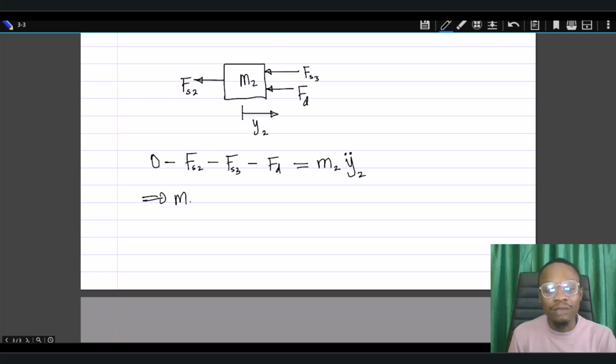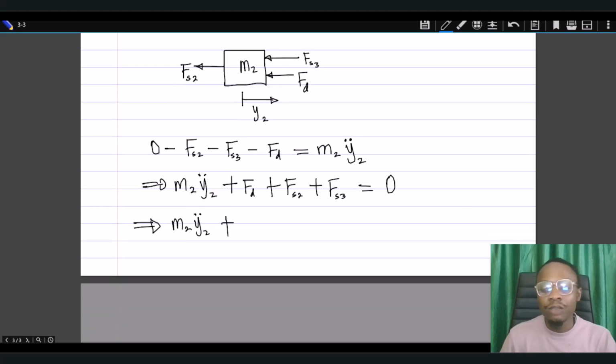We'll have this to be m2 y2 double dot plus. We can put the dashpots first because that will carry some dots. Okay, and then this is going to be plus fs2, then plus fs3. So we equate all of this to 0, right? So we can now get expressions for the spring forces. So this is m2 y2 double dot, then plus the dashpot force.